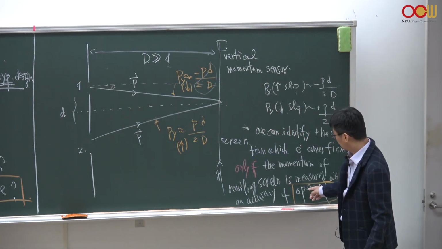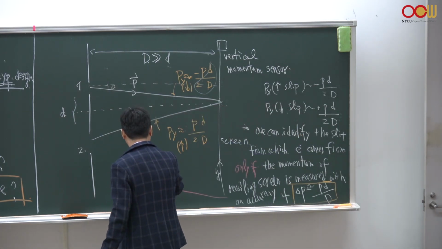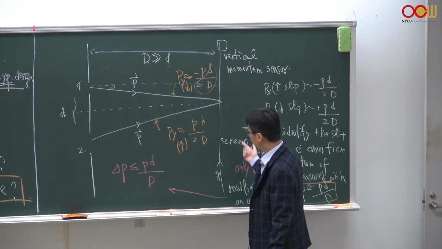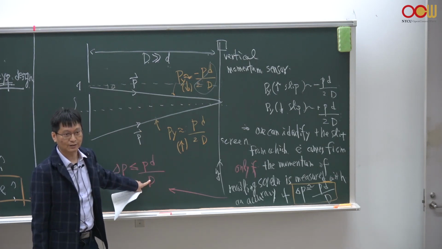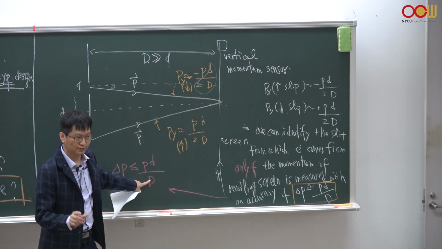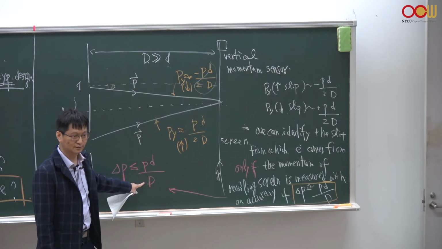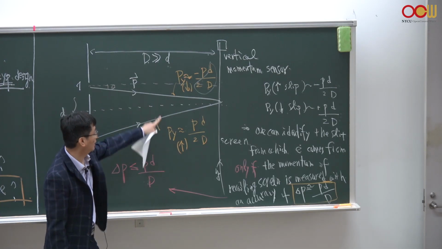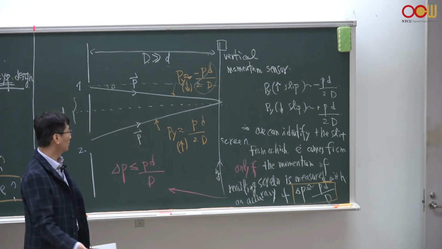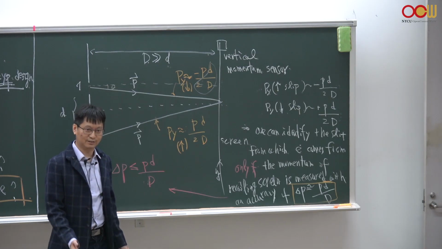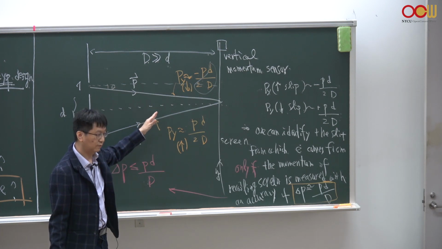So to get a resolution better than this, delta p must be less than this number, right? The error bar in determining the momentum of these two particles should be less than this value. Otherwise, I cannot resolve this difference. So the error bar should be small enough, smaller than that value, and that value is the difference between these two momenta. I need to know the difference between these two momenta, at least.